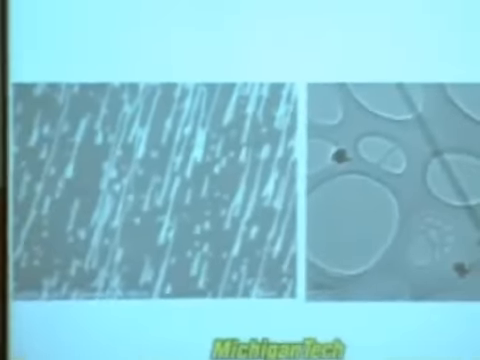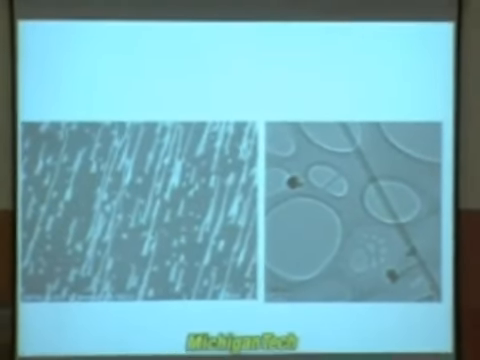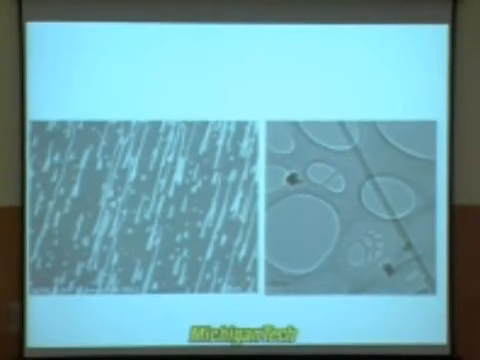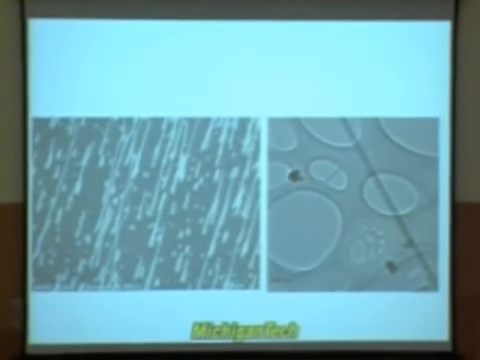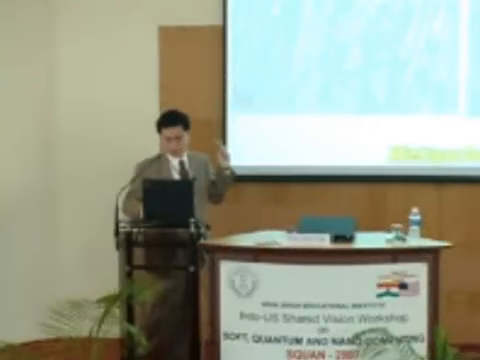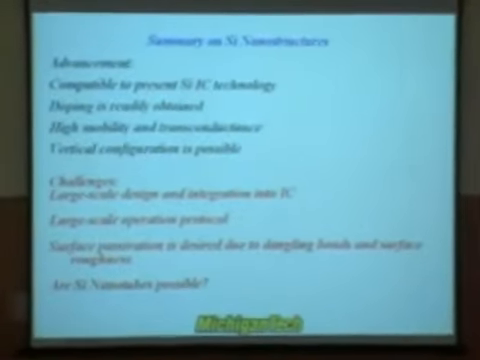This is our latest result. We don't have to use the supercritical hydrothermal technique, just vacuum technology. You can make them vertically aligned. You can see the tube is perfect, uniform in diameter. This is still ongoing. I don't want to tell you more about this one. And they are p-type, all right? And the conductivity is comparable to the silicon substrate. All right, that's all I want to summarize on silicon nanostructures.